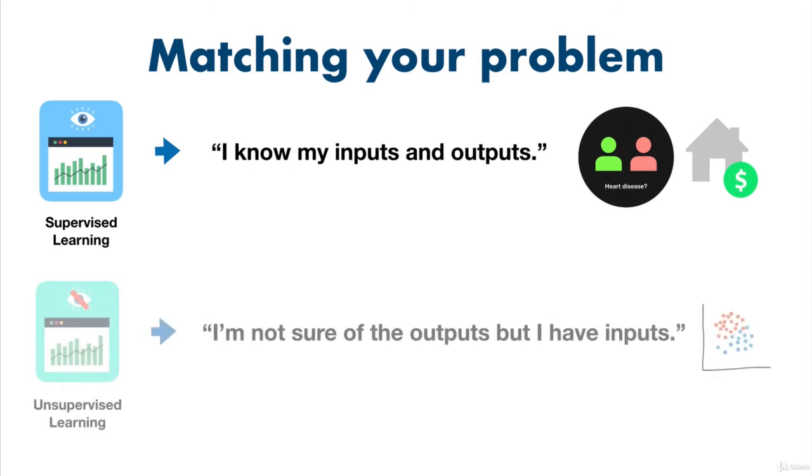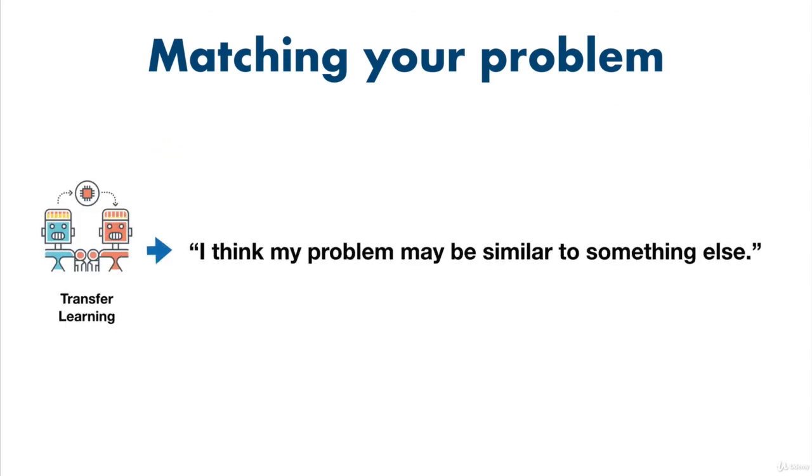And for unsupervised learning, you might say, I'm not sure of the outputs, but I do have inputs, such as customer purchases, and you're trying to figure out which customers are most similar to each other. Or for transfer learning, you may think, my problem might be similar to something else. Can I leverage what an existing machine learning model has learned and use it in my own?